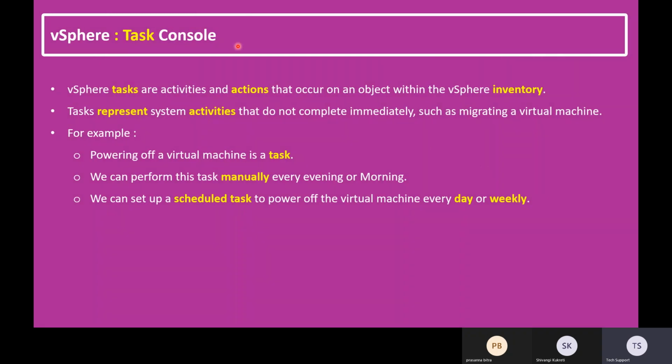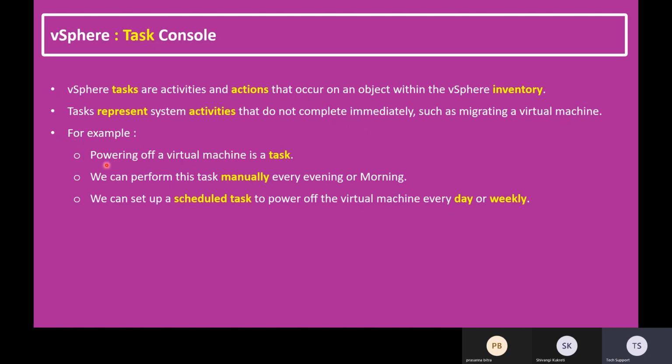Task console, as the name itself says. vSphere tasks are activities and actions that occur on an object within a vSphere inventory. Whatever task we perform at the vSphere level, all the task information is stored in the task console. Tasks represent system activities that do not complete immediately, such as migrating a virtual machine. Even the task progression we can see from the task console.